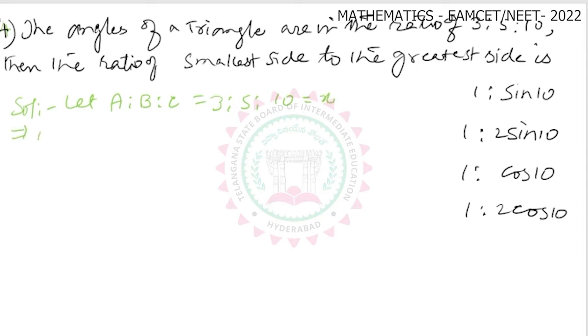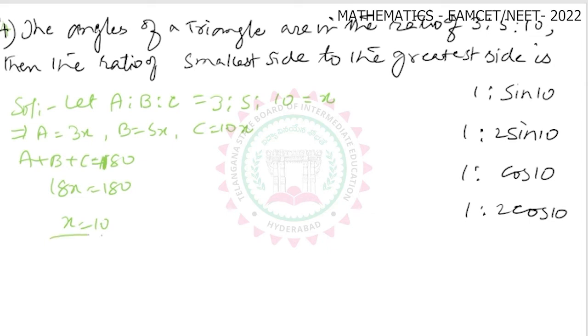Therefore A equals 3x, B equals 5x, C equals 10x. But we know that A plus B plus C is equal to how much? 180 degrees. If I add them, 5 plus 3 is 8, 8 plus 10 is 18. So 18x is equal to 180 degrees. So x is equal to 10. So I got the value of x.